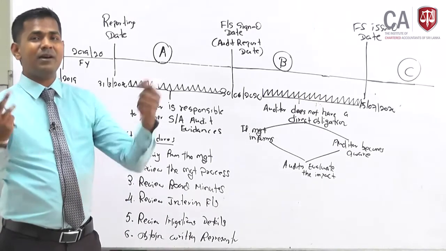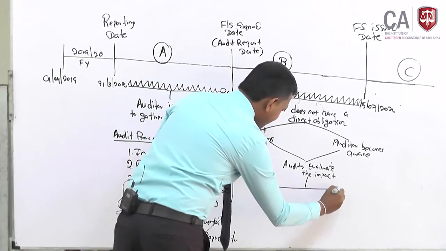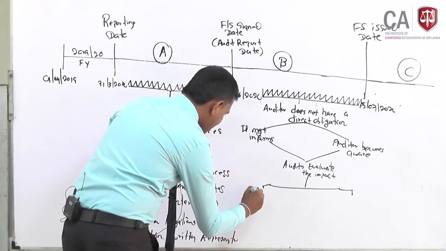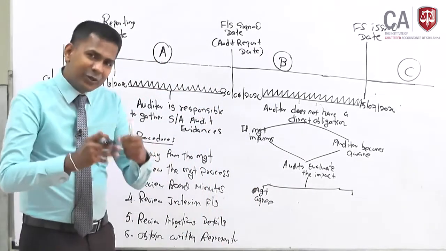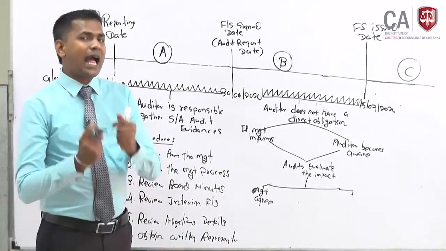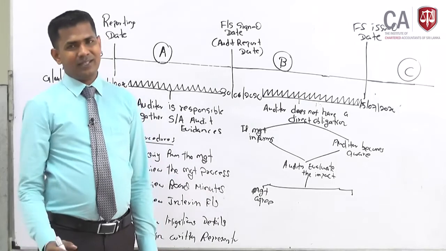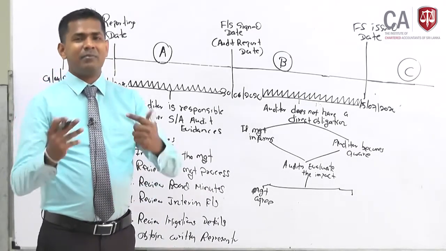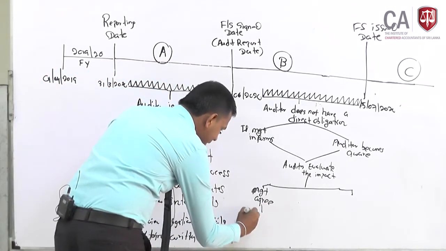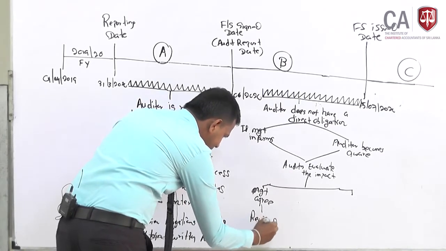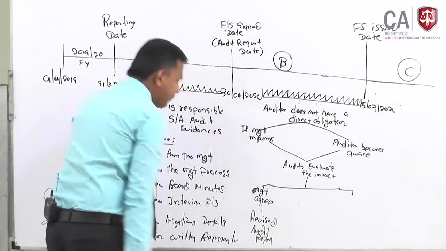sometimes management may agree, management may not agree. Press incident, management agree. That means management agree to change the finance statement because there is an impact on the finance statement which was already certified. So then, if the management agree to change the finance statement, management will issue the revised finance statement, and accordingly the auditor will issue the revised audit report. Clear up to this point? What's happening?